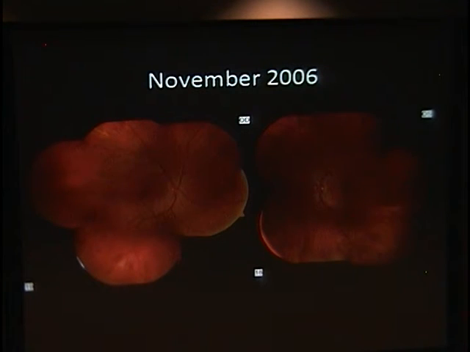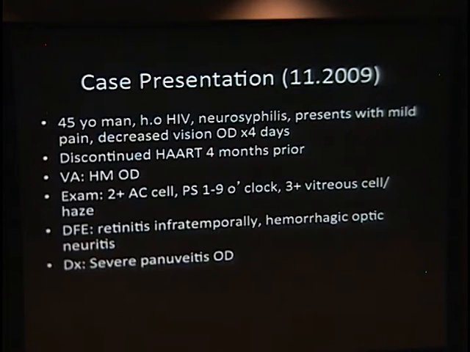So this is what his fundus looked like after treatment. You can still see some subtle changes of pigment going on, but overall things look pretty quiet. The view is much clearer than it was before. So now this gentleman is 3 years older. Again, HIV, he's 45 now in 2009, and he presents with a little bit of pain and decreased vision in his right eye for about 4 days.